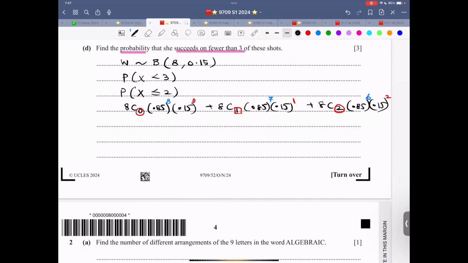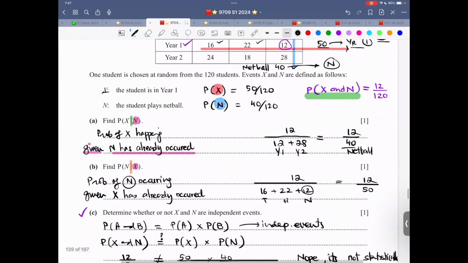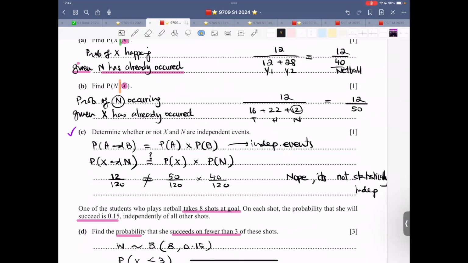So therefore, this is 8C0, that is this thing, 0.27249. This is the 8C1 thing, that is coming out to be 0.38469. And this last one is 0.23760. So you add it all up, and this comes out to be 0.895, correct to three significant figures. That is the answer for this particular question. So that is question number 1. That is done and dusted.